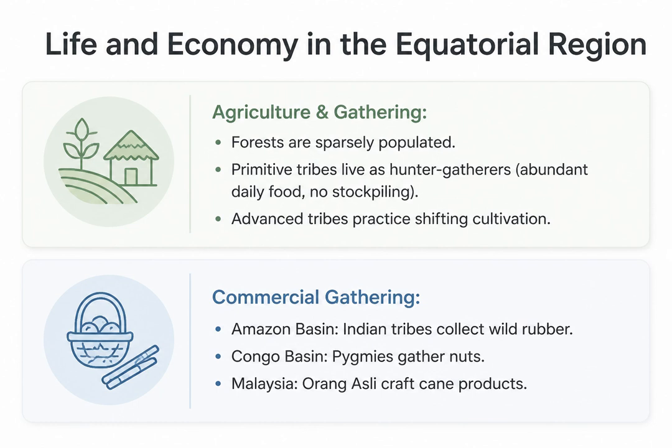There's also a microeconomy based on commercial gathering. For instance, tribes in the Amazon collect wild rubber, the Pygmies in the Congo Basin gather nuts, and the Orang Asli in Malaysia harvest cane to make various products.